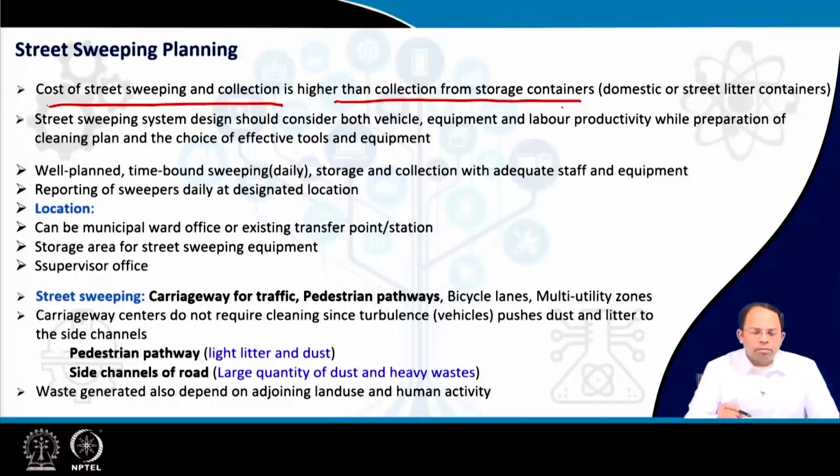That means if a person throws garbage in a storage container, then it's easy to collect that garbage, instead of first cleaning the streets, gathering the garbage and then putting it in the container or directly into the vehicle. So it's always better to put an adequate number of litter bins along the street so that people throw their garbage inside those bins, because it will reduce my cleaning time. It will require fewer people to clean those streets. So we can give domestic and street litter containers for this purpose.